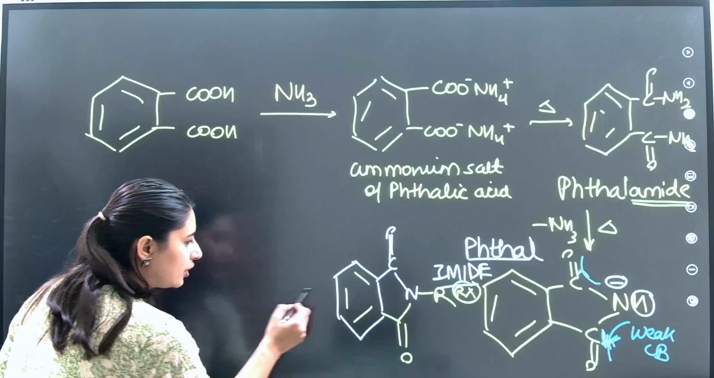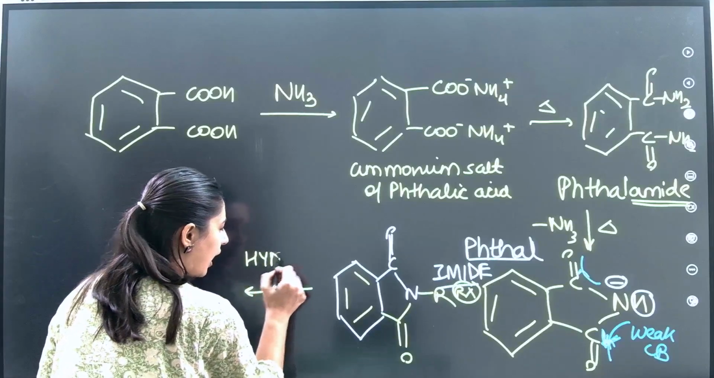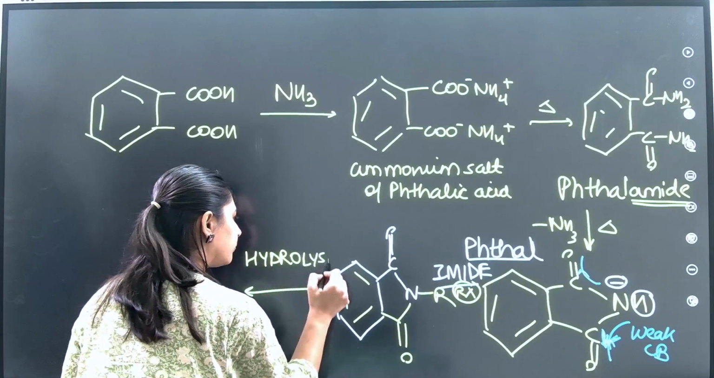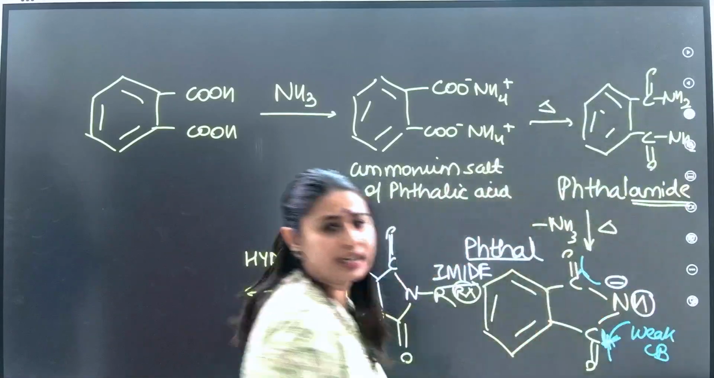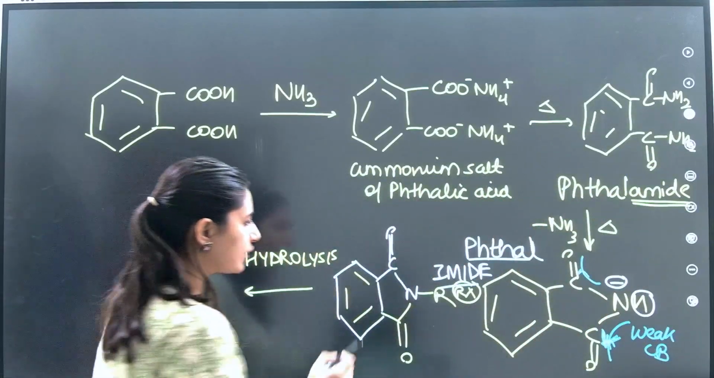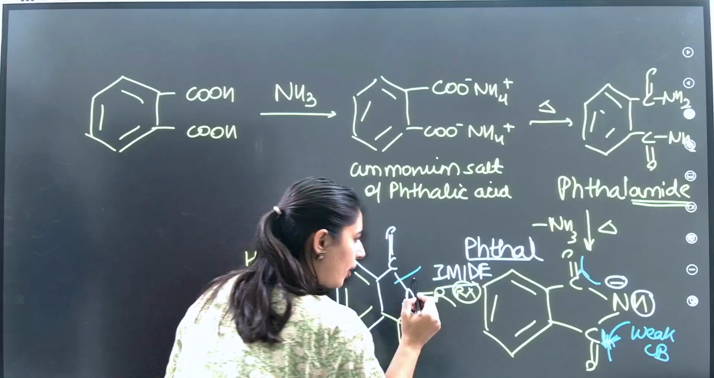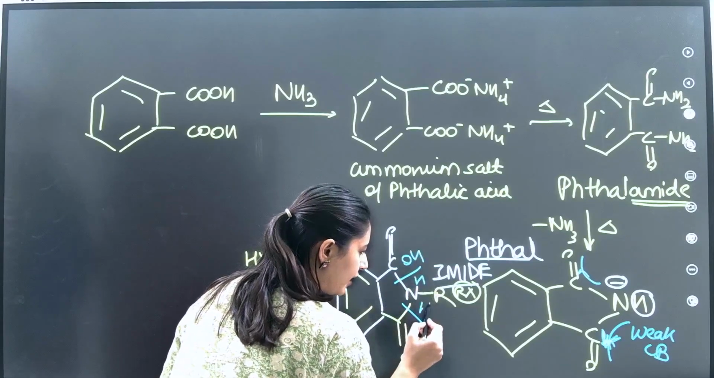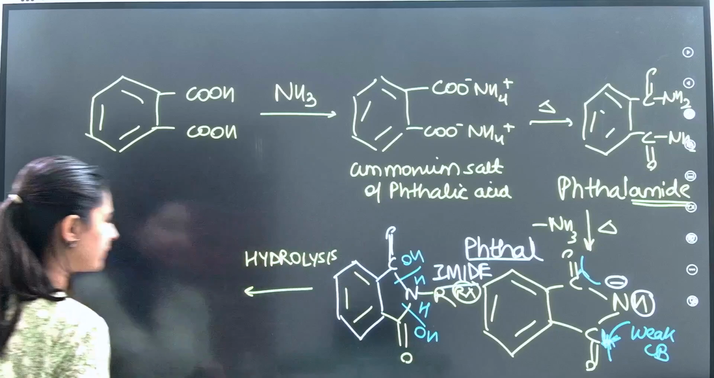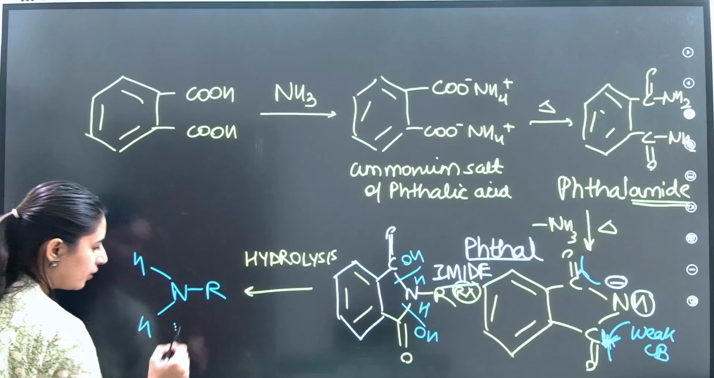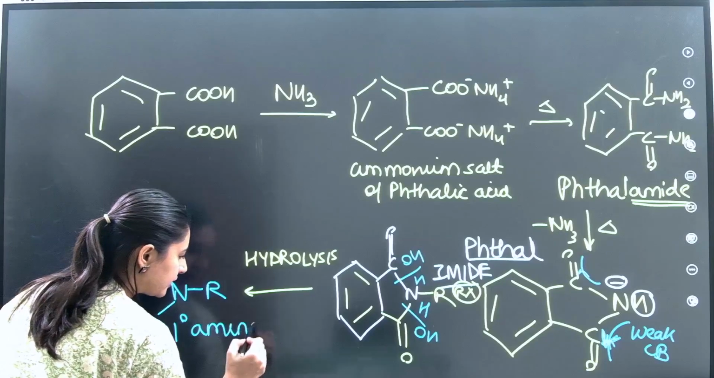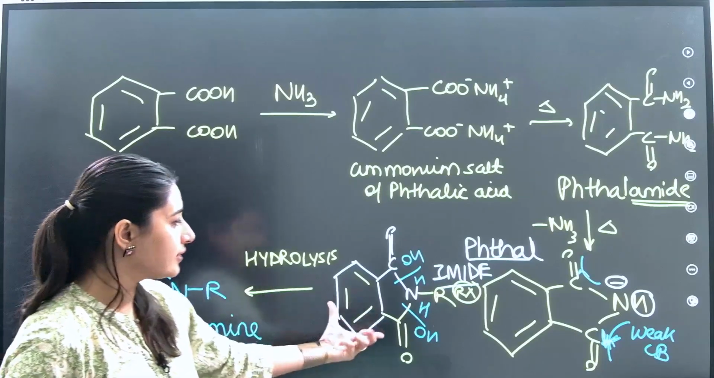You can simply do the hydrolysis. How can you do hydrolysis? Break it. How you're going to break is again a very simple technique, I'll tell you. Break it in such a way that you have H here, OH here, H here, OH here. Box method once again. So you get N, R, H and H. You get a 1 degree amine. That's why we were saying that phthalimide is a source of it.